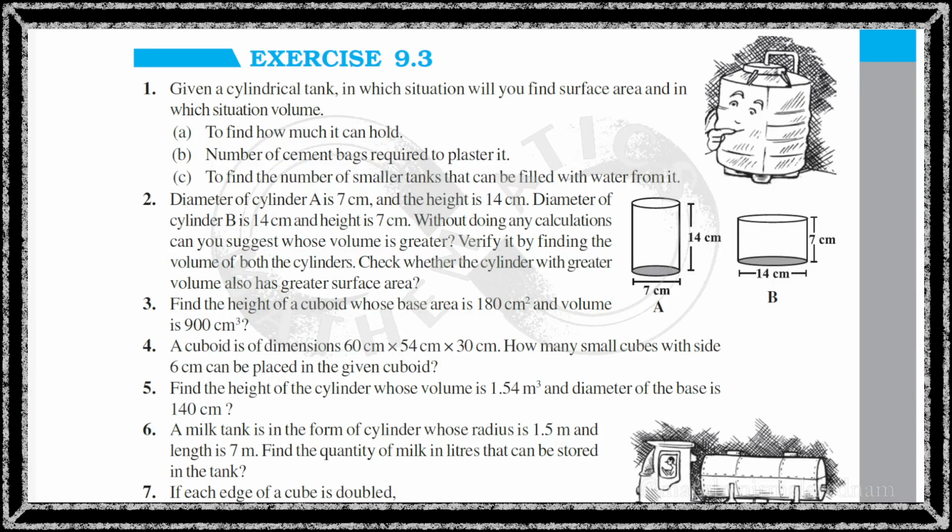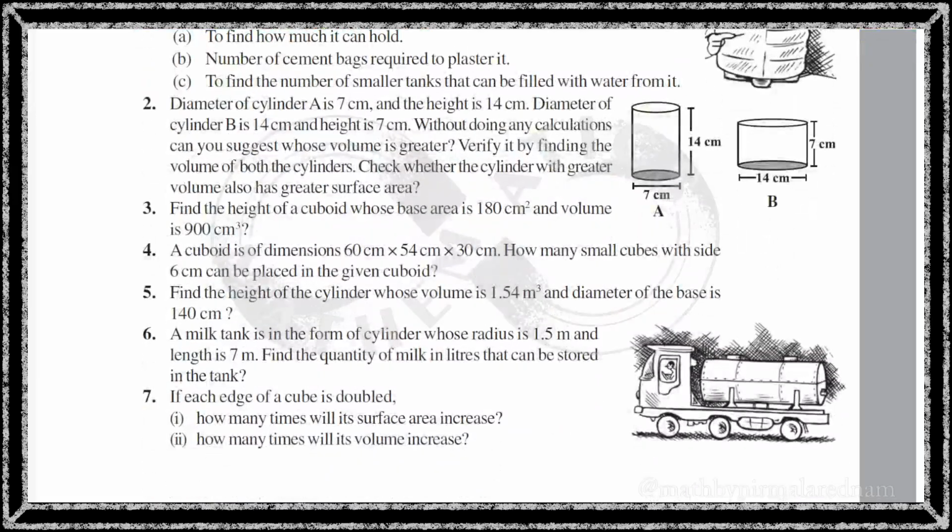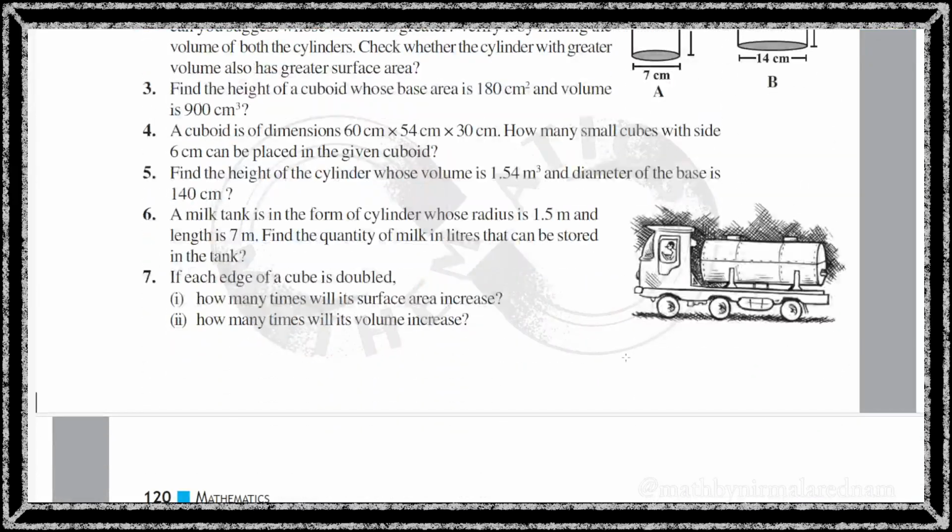Next question. A milk tank is in the form of cylinder whose radius is 1.5 meters and length is 7 meters. Find the quantity of milk in liters that can be stored in the tank. Now here they are asking liters, and we already know the conversion from ml to cc, liters to meter cube, and so on. So first let's find the volume in meter cube, and then we will do the conversion.